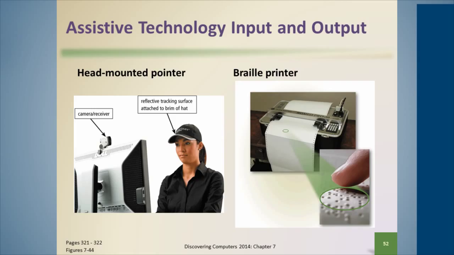On the output side of things, we have specialized printers, for example, that are able to print instead of an image on the screen or an image on the piece of paper, prints out in Braille and allows a person to be able to read that piece of paper. So there's a lot of different types of assistive technology for both input and output that allow those with disabilities to be able to continue to benefit from technology.